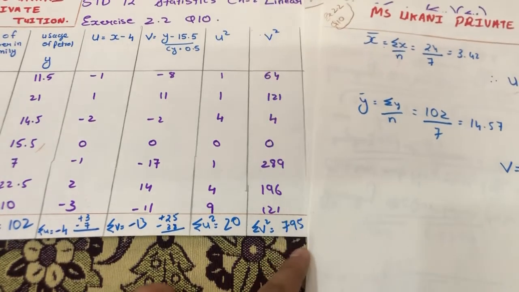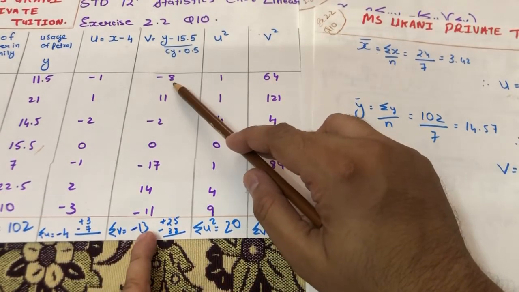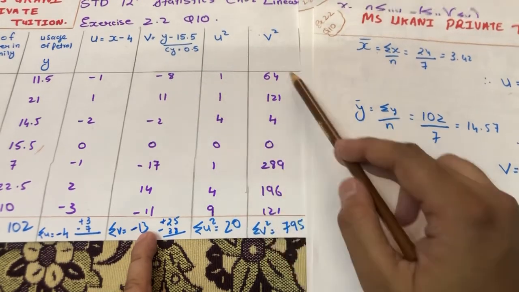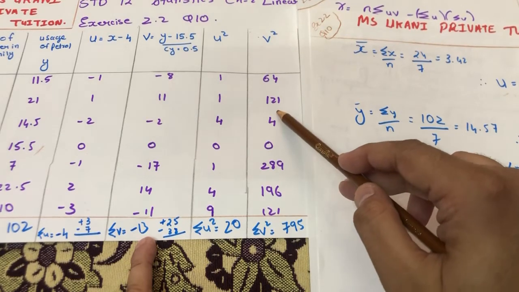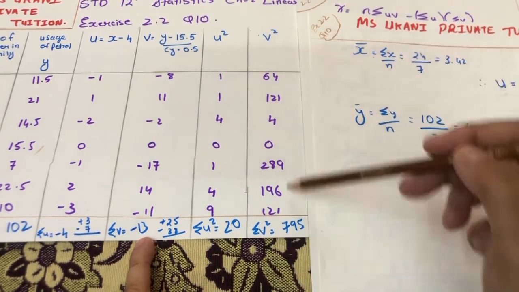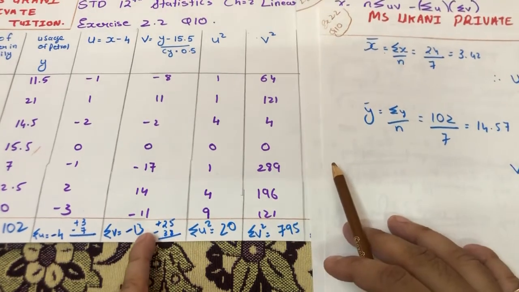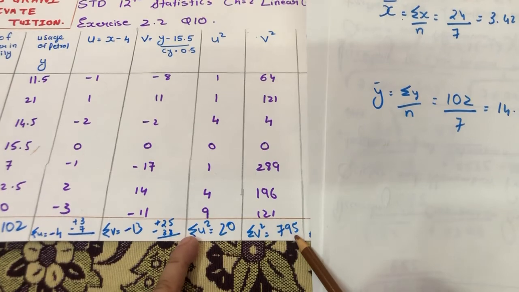Now we will move towards the column V square. Now we have to do the square of the V column. So minus 8 square will be positive 64, 11 square will be 121, minus 2 square will be 4. So in this way our answer, summation V square, will be 795.